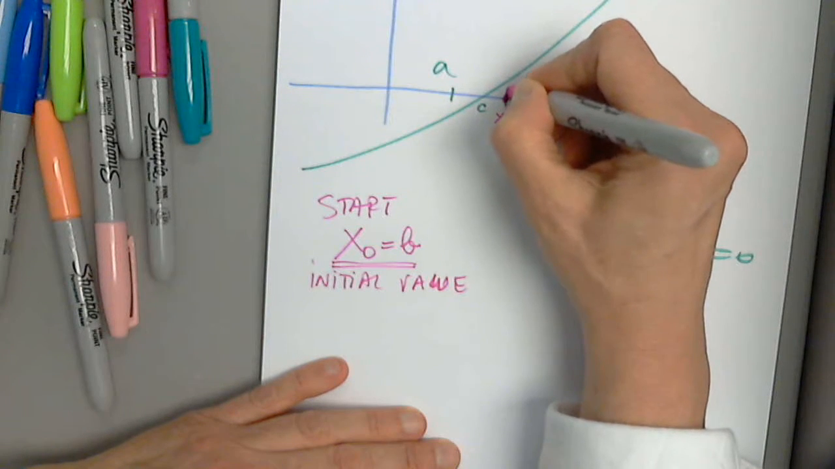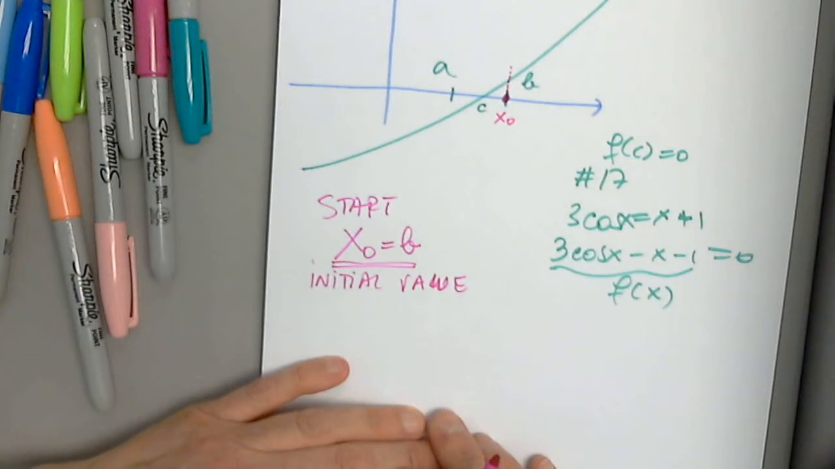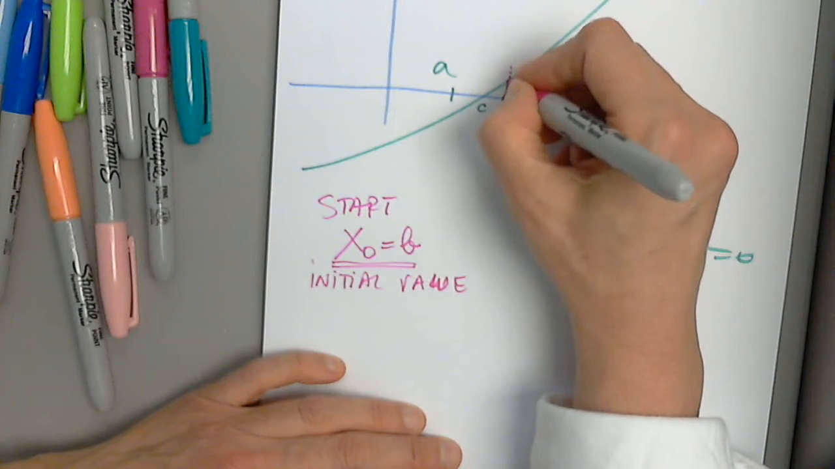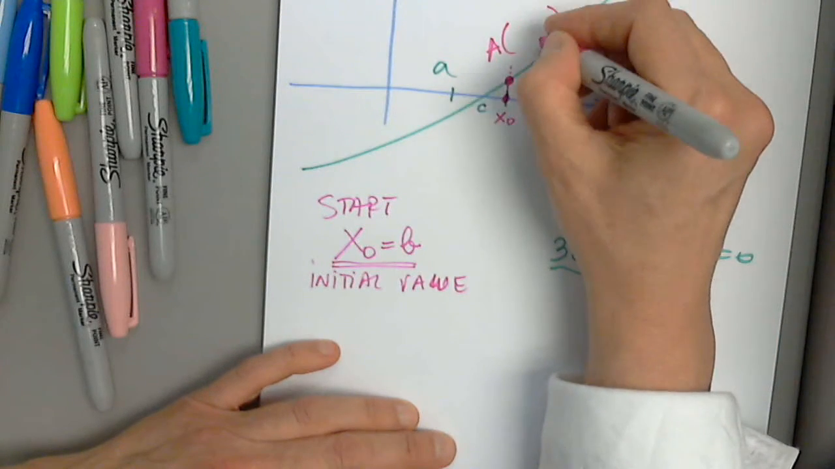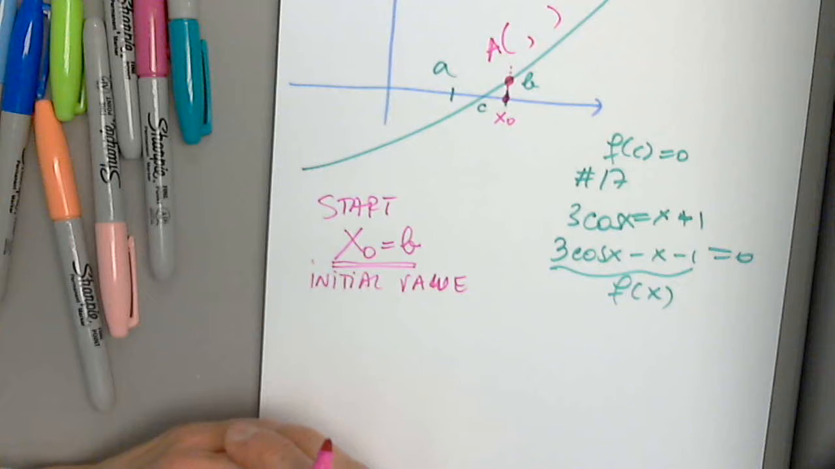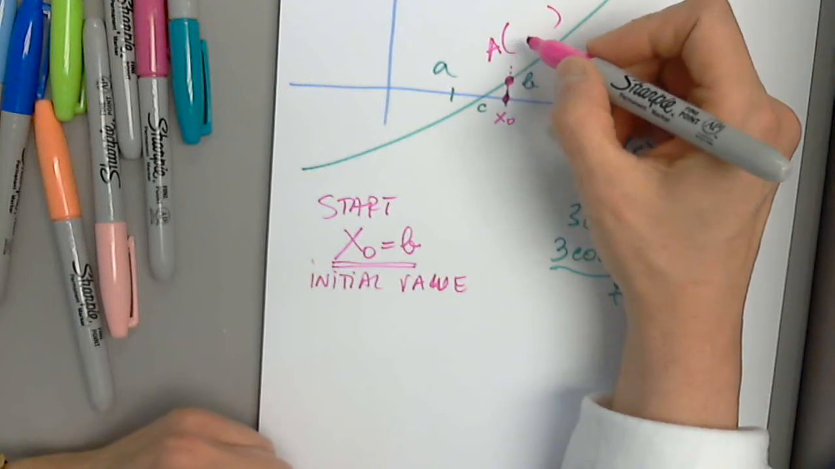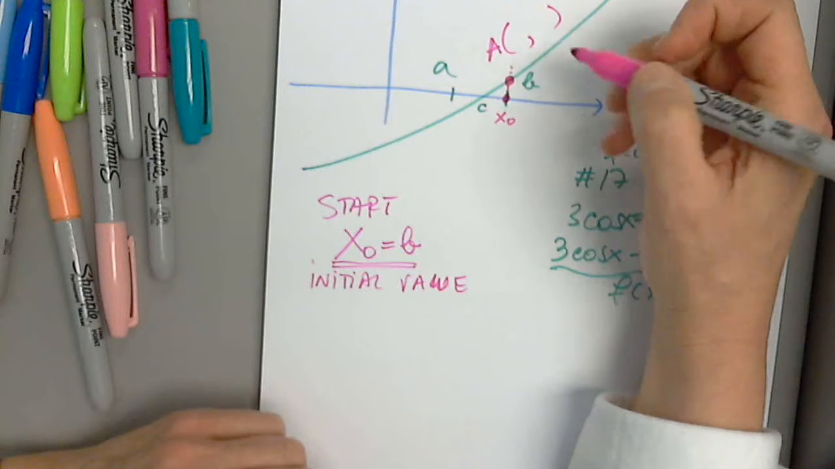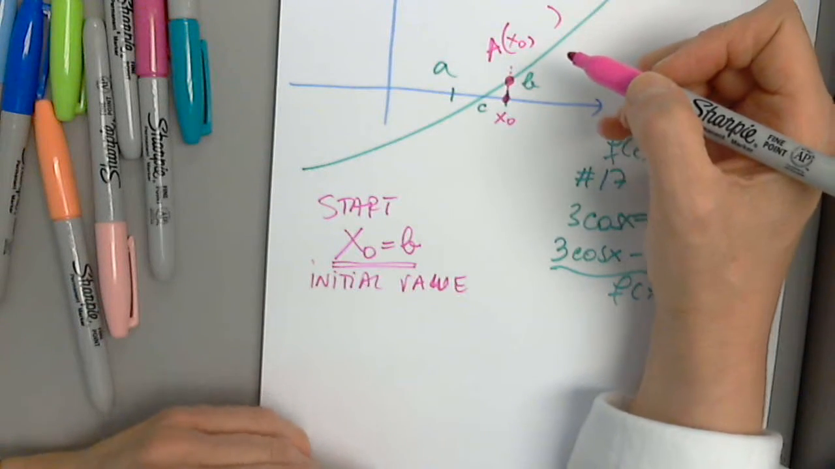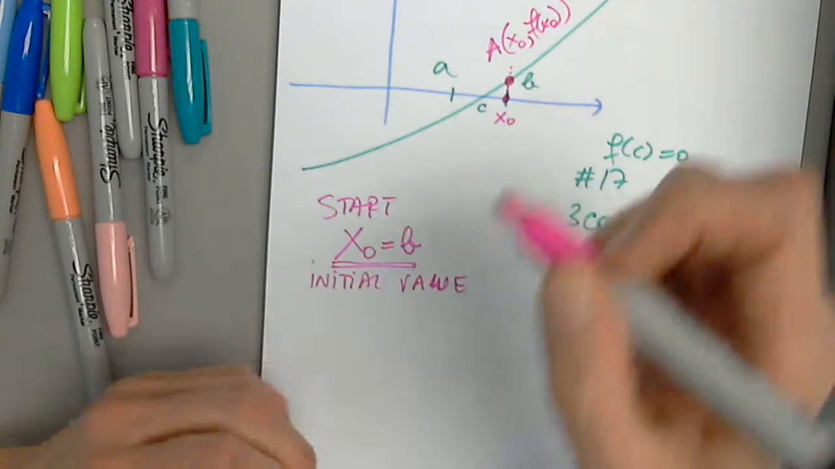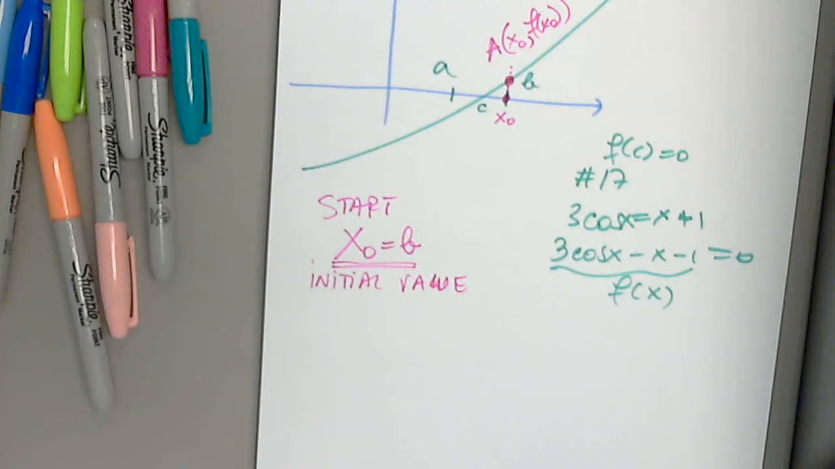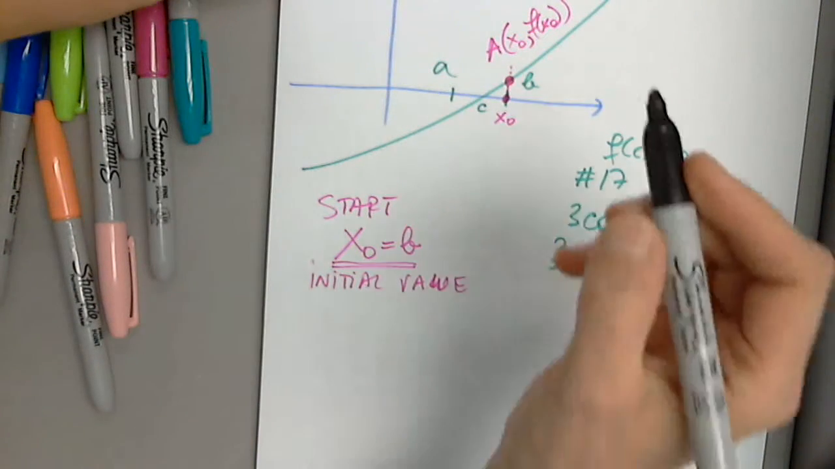I'm going to draw a vertical line, and I'm going to create a point. Let's call it A. And I would like you to give me the coordinates of A. x0, comma. Excellent. f of x0. Very good. Do we all agree with the coordinates of point A? x0, comma, f of x0. We agree? Yes? Perfect.